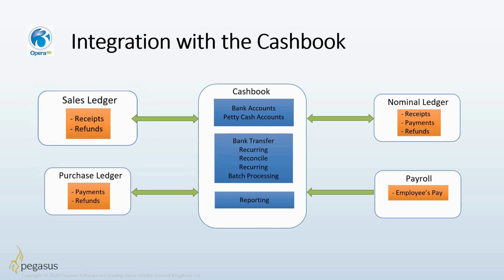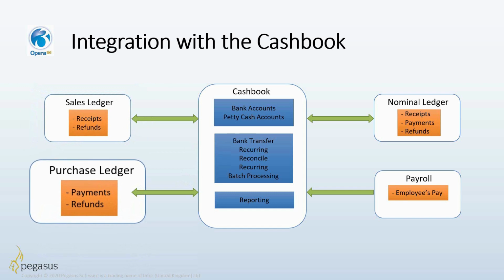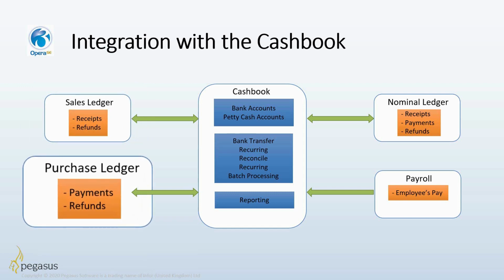Similarly, the payments you make to your suppliers or the refunds you receive from them can be entered in the purchase ledger by creating them individually for each supplier. But again, you can also do them in bulk within the Cashbook. This is the sort of added functionality that makes the Cashbook such a compelling application for any user of the Opera 3 financials, and you should all go and take a look at this.